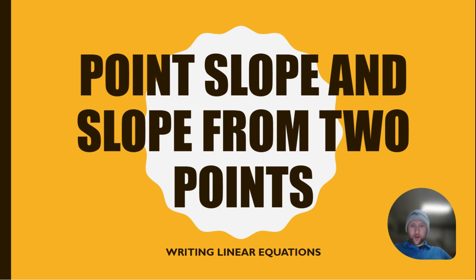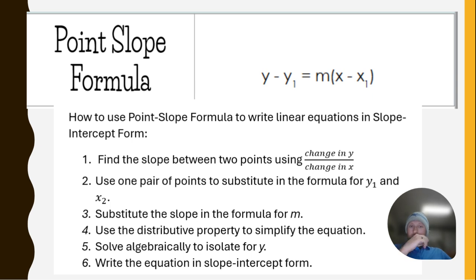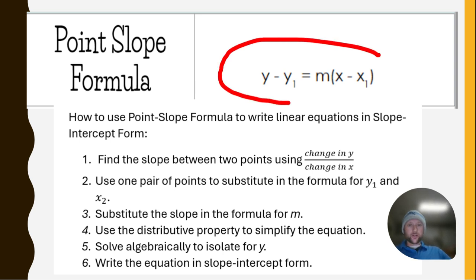All right, let's get to our lesson here. We're going to do something new. It's called point slope formula. It looks way harder than it actually is. The big thing you're going to want to pay attention to is this right here. This is our point. This is called point slope formula. And it looks, like I said, way harder than it is.